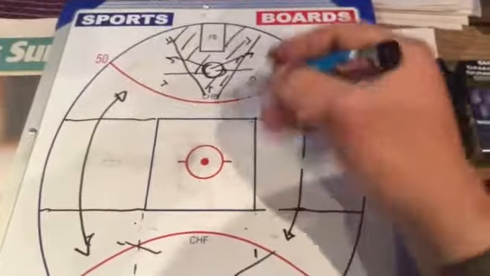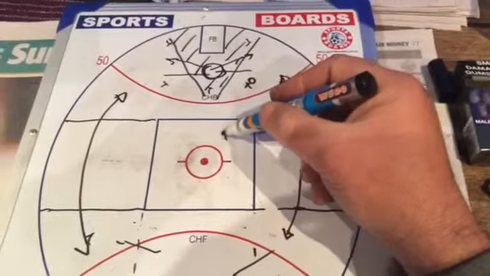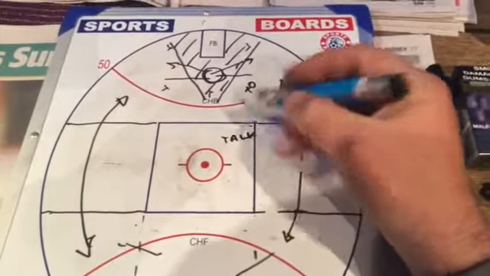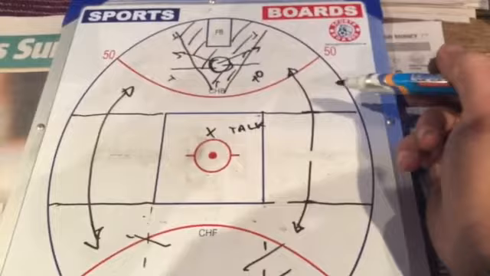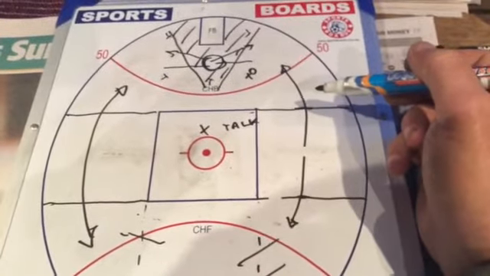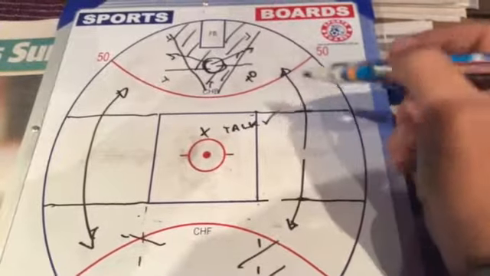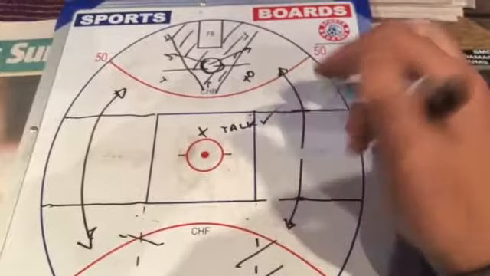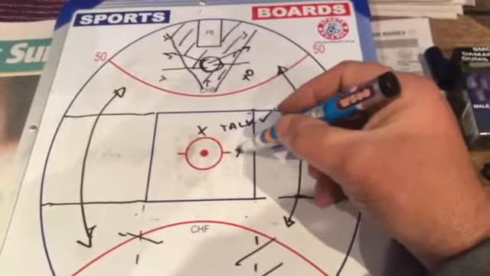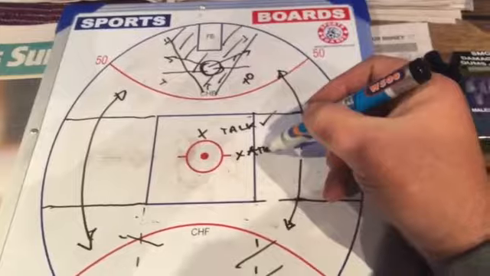One of the biggest rules is that we talk. That our ruckman explains where we're going to be tapping the ball to. So talking is really important. The other thing is that when we're winning the ball, that we attack.